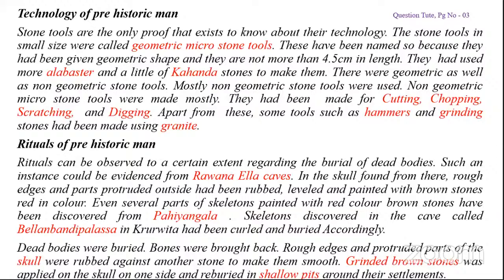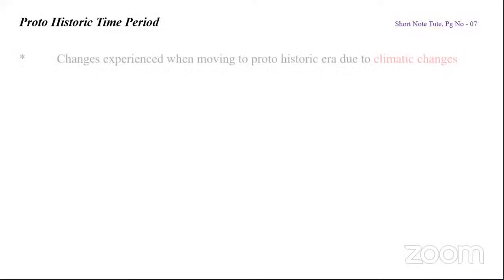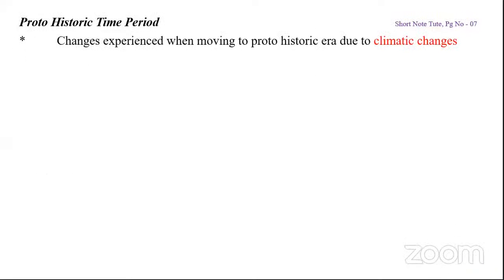Then I'm moving to the next slide. Once again, I'm moving to the short note, page number 7, the proto-historic time period. So what is the proto-historic time period? At the end of the Stone Age, the proto-historic time period came. It came about because of a climatic change. So what was this climatic change?